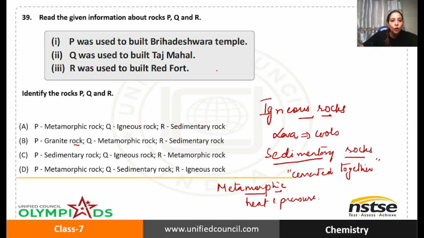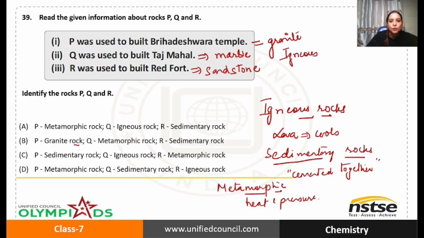Now if we recall the types of rock which are used to form it, let me tell you that Brihadeshwara temple is formed of granite rock. Taj Mahal is formed of a rock called marble, and Red Fort is made from red stone, which is called red sandstone. Granite rock is an igneous rock, but here we don't have any option where P is stated as an igneous rock. So we'll go with option B, granite rock.